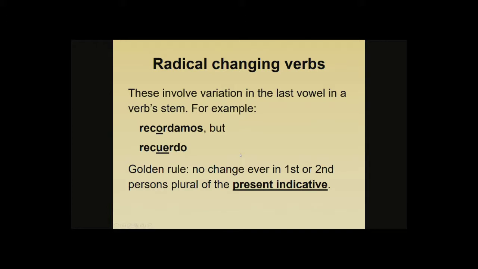And here's a golden rule. No change ever in nosotros and vosotros of the present indicative. In other words, you've always got the base vowel. Yeah, it's illustrated here, isn't it? The verb is recordar with an O, and this is a nosotros form, so there's no change. So what would be the vosotros form then? Very good. Recordáis. Yeah. No change in the vowel.